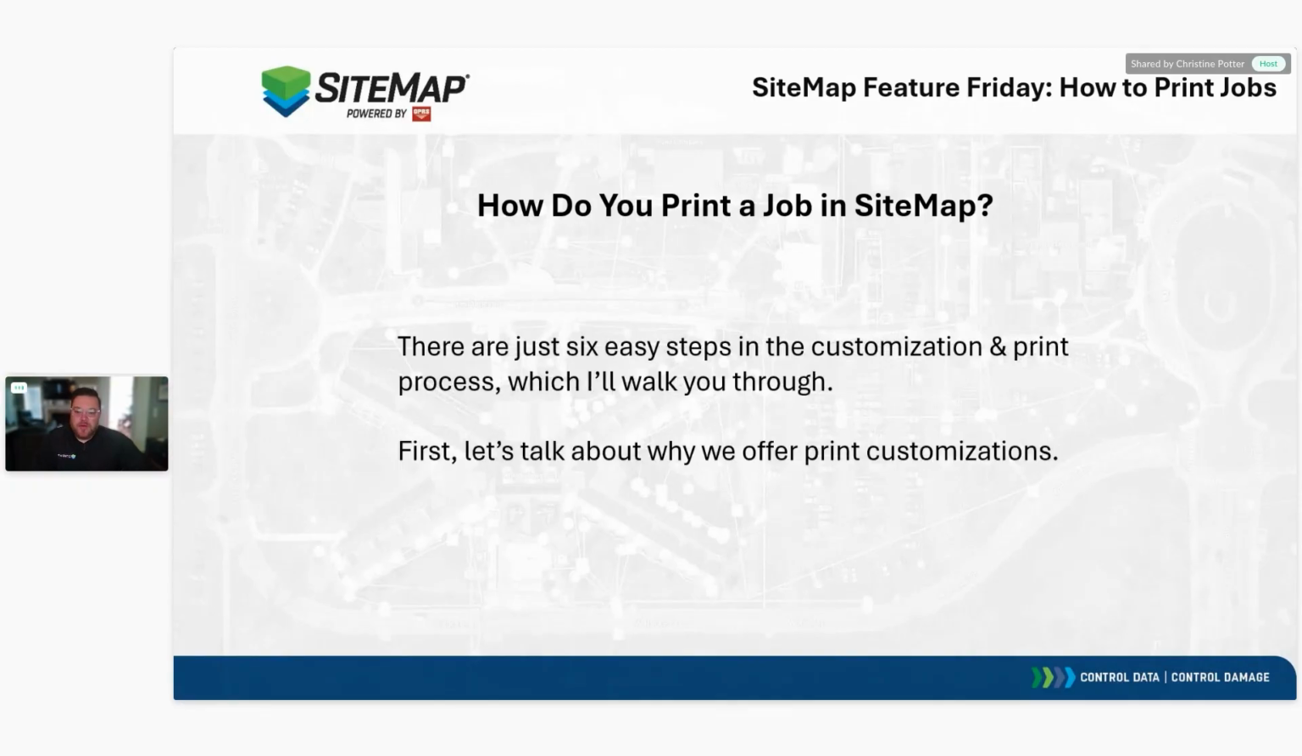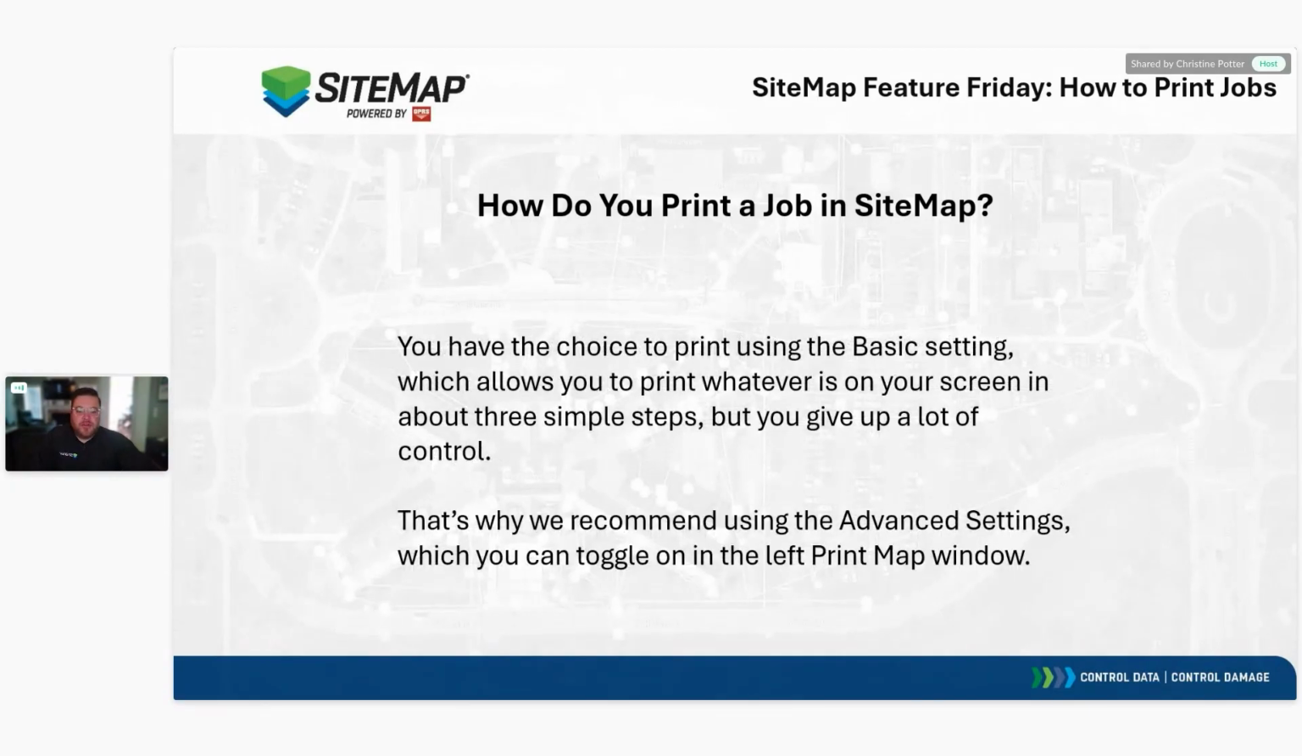So there are six things that we're going to go through as we go through the demo here, but we'll talk about customization. There are some things you can do with some views, and with different coordinate systems and things like that. But as you set it up, there are really two types of printing. There's a basic function, which basically just gives you a screenshot.